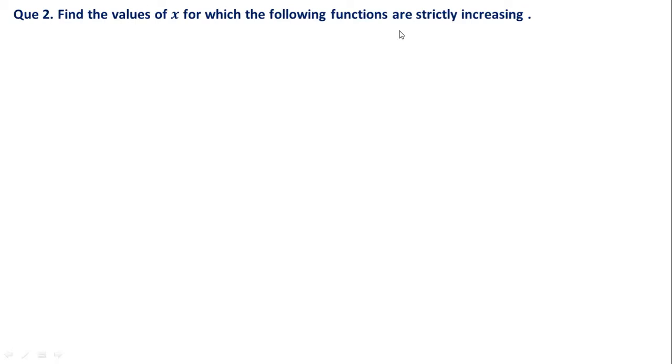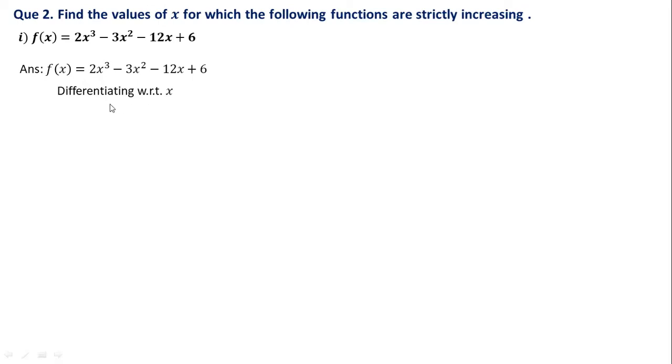So let us take the first function, that is f of x is equal to 2x cube minus 3x square minus 12x plus 6. Now here the function is strictly increasing is given to you, and we have to find the values of x for which the function is strictly increasing. So first of all, let us take the function f of x. Now differentiate with respect to x. We get f dash x. So here the derivative of f of x will be 6x square minus 6x minus 12.